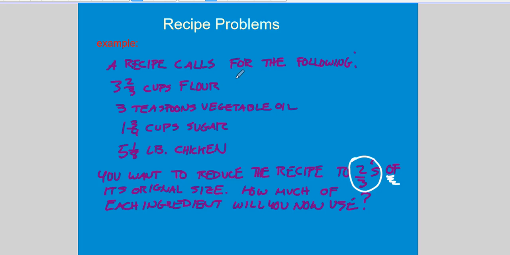Well, I'm just going to go this way. So I'm going to take 2/3 of 3 2/3, which is 3 times 3 is 9 plus 2 is 11. So that's 11/3. So this is going to call for 22/9 cups. Okay, let's write that as a mixed number, which again, when we're doing recipes, mixed numbers are kind of helpful. So 9 goes into 22 twice. 2 times 9 is 18. Remainder 4. So this is going to be 2 4/9 cups flour.